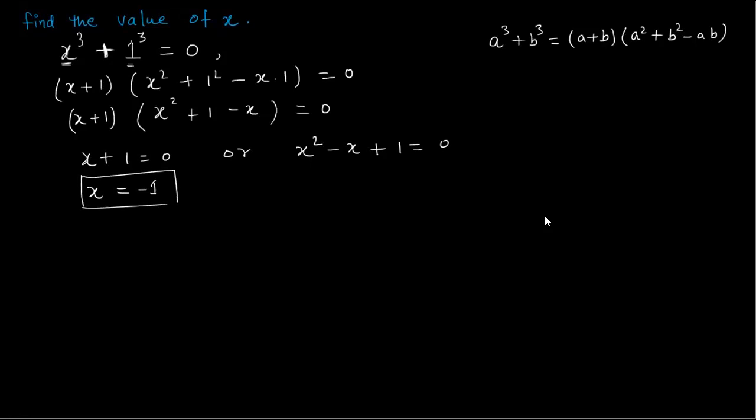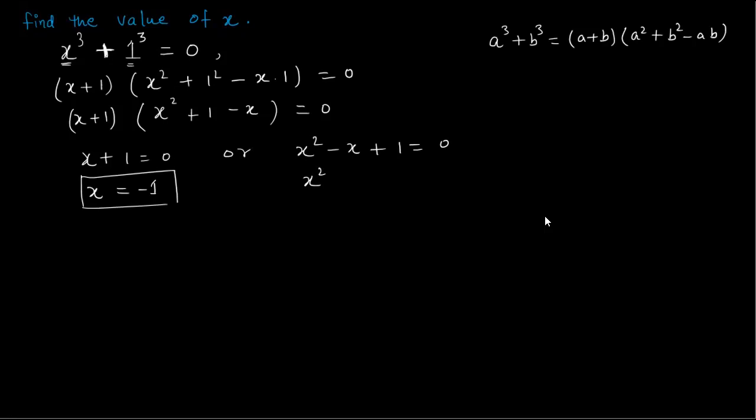and in order to find zeros of this polynomial we need to use method of completing the square. If you don't know how to use method of completing the square, then I will put a link in the description. Just go through and check how to solve such equation. So the method is however very simple.